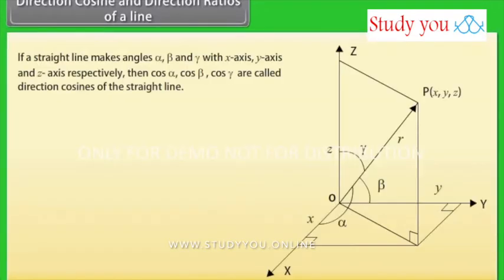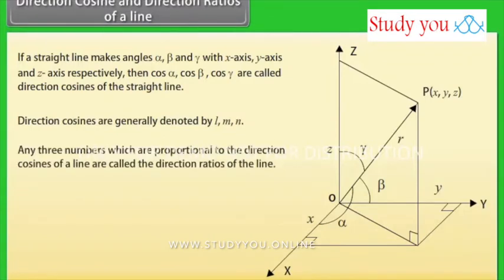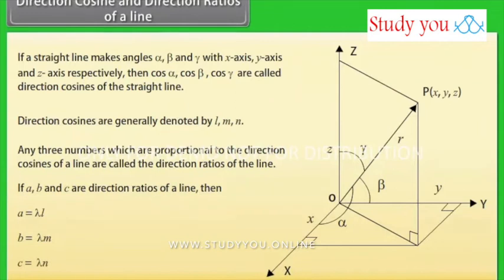Direction cosines and direction ratios of a line. If a straight line makes angles alpha, beta and gamma with x-axis, y-axis and z-axis respectively, then cos alpha, cos beta, cos gamma are called direction cosines of the straight line. Direction cosines are generally denoted by L, M, N. Any three numbers which are proportional to the direction cosines of a line are called the direction ratios of the line. If A, B and C are direction ratios of a line, then A equals lambda L, B equals lambda M, C equals lambda N.